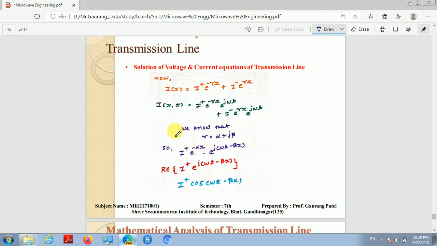Then we have two components of the current, I plus e raised to minus alpha x e raised to j omega t minus beta x. If I consider that this represents the amplitude of the current, and e raised to j omega t minus beta x represents the phase of the current. And if I consider the real part of this, I plus e raised to minus alpha x into e raised to j omega t minus beta x, and if I consider alpha is equal to 0, then it will be I plus cos omega t minus beta x, and this represents the current traveling wave on the transmission line in the forward direction. So it is a forward current traveling wave.